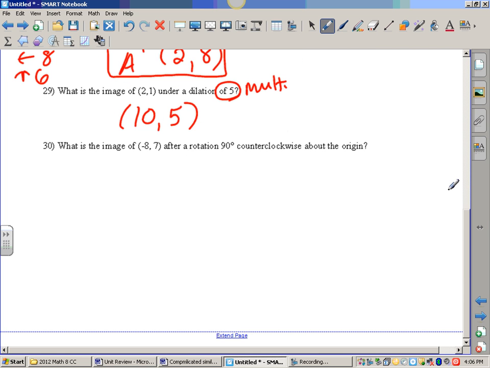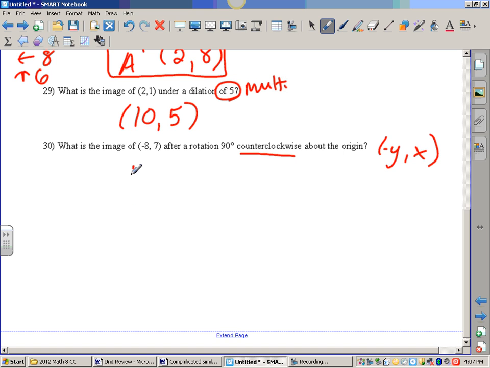What is the image of negative 8, 7 after rotation of 90 degrees counterclockwise about the origin? Remember that counterclockwise is a good thing. Counterclockwise is the rules that you know. You only have to be really careful if I tell you to rotate clockwise. 90 degrees counterclockwise. Switch and negate. If you know your rule, life is good.